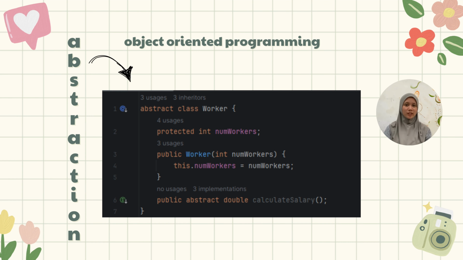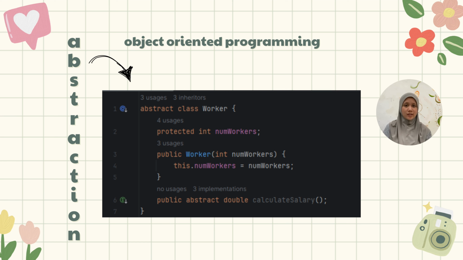For the object-oriented program, of course, we're using 4 of its features, which are abstraction, encapsulation, inheritance, and polymorphism. For abstraction, we're applying it in the Worker class. The Worker class is declared using the abstract keyword, indicating that it cannot be instantiated directly and needs to be subclassed. The class has a protected instance variable, numWorker, which represents the number of workers.